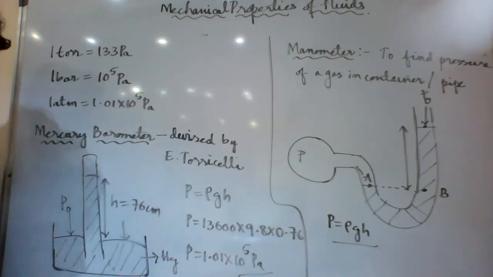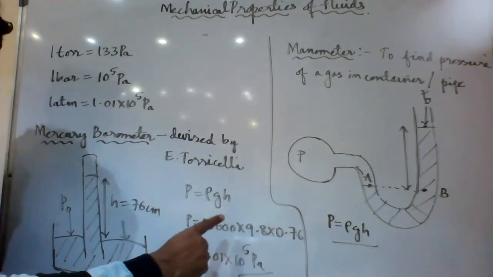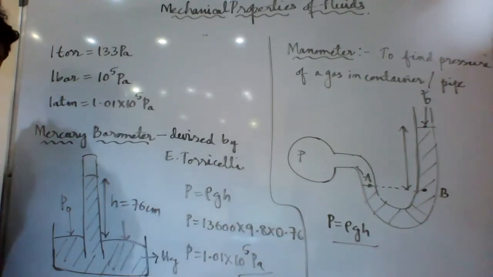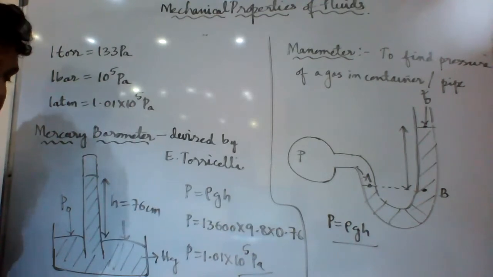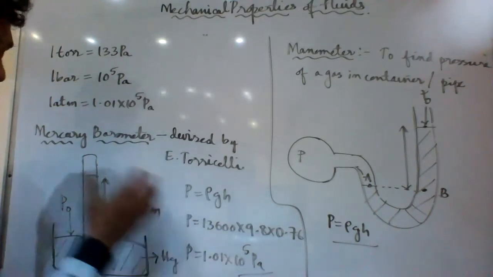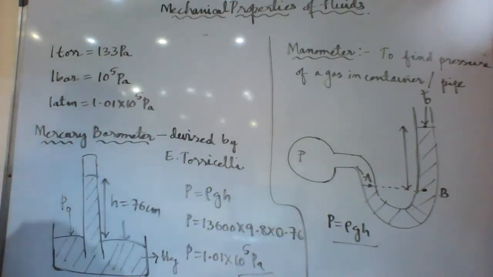It was found to be 76 centimeters. So use the formula P equals rho g h. P equals 13,600 × 9.8 × 0.76 meters. When you multiply, we get the answer: P equals 1.01 × 10^5 pascals. This is the atmospheric pressure, which we already wrote before also.